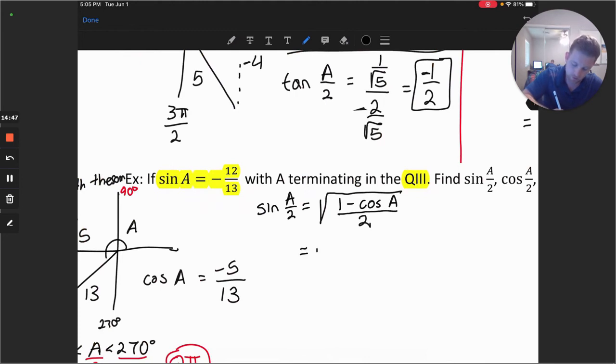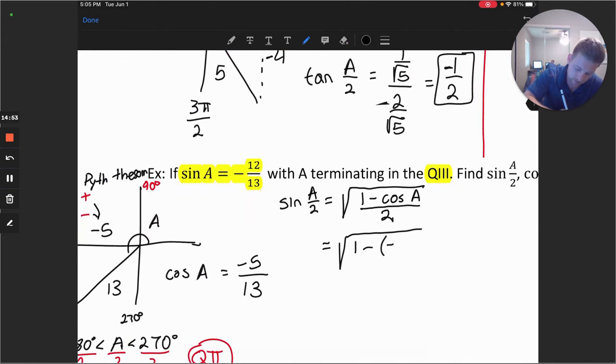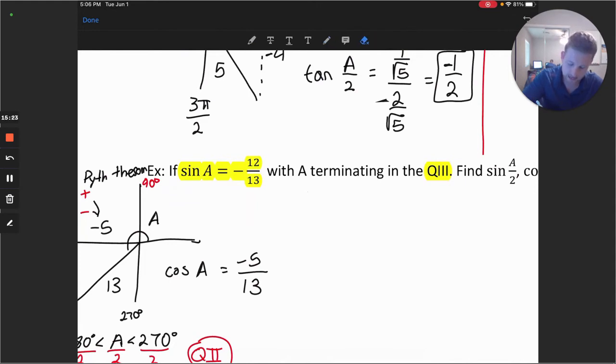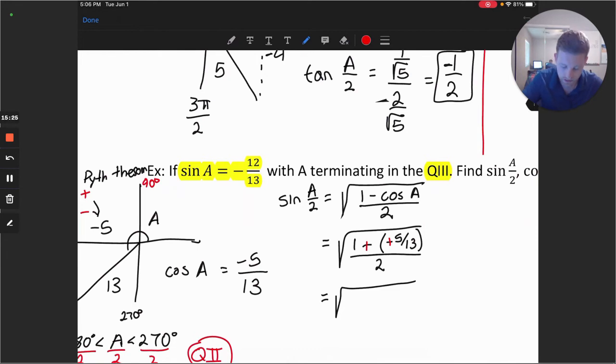So we've got the square root of 1 minus the cosine of A we just solved for, which was negative 5 over 13, all divided by 2. And now we just have to simplify this down just a little bit. We'll have 1 plus 5 over 13, so this will be a double negative inside here. And so when we add 1 and 5/13, you'll find that this is going to be 18 over 13.